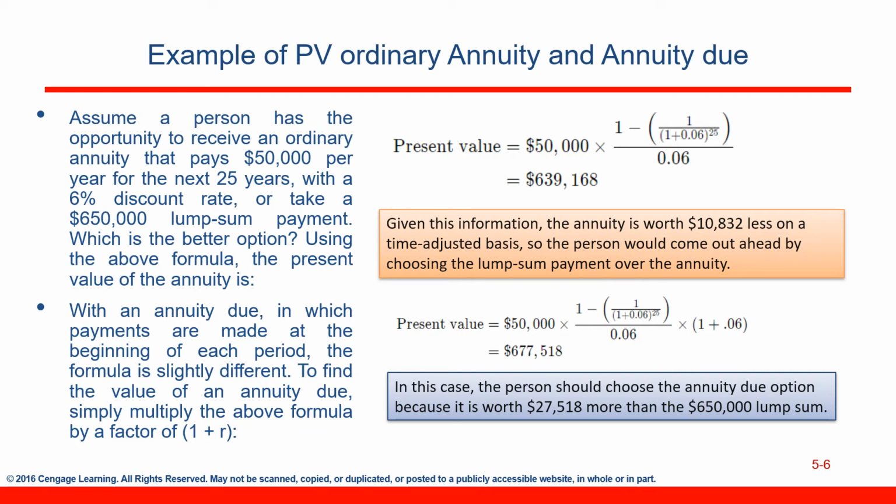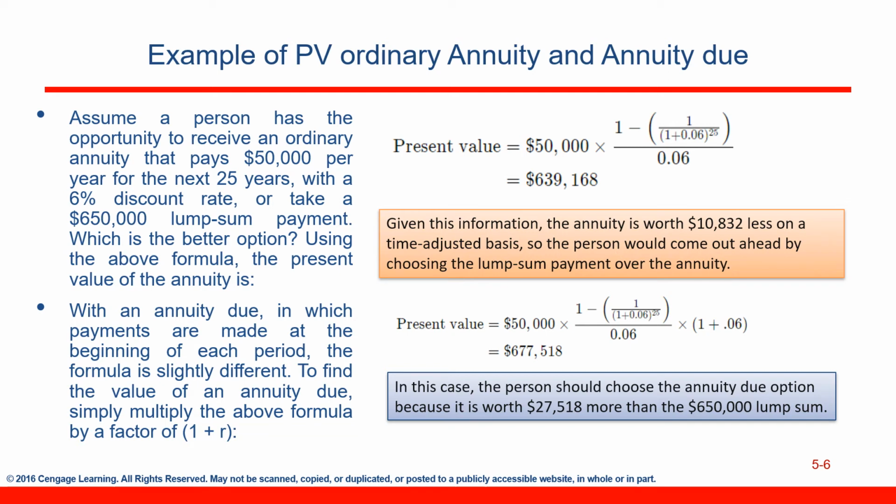How about if you will receive the annuity due? Meaning to say you will receive it at the beginning of each period, not at the end of the period. So you use the present value annuity due. Our formula, just multiply it with 1 plus r. So given the formula above, 639,168 times 1.06 is $677,518.